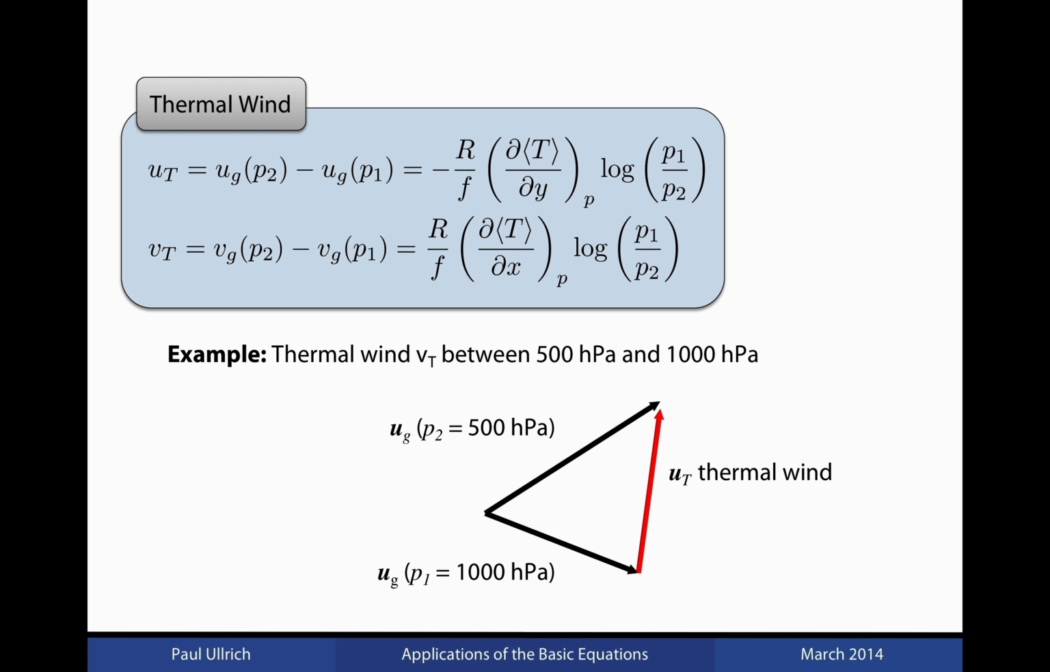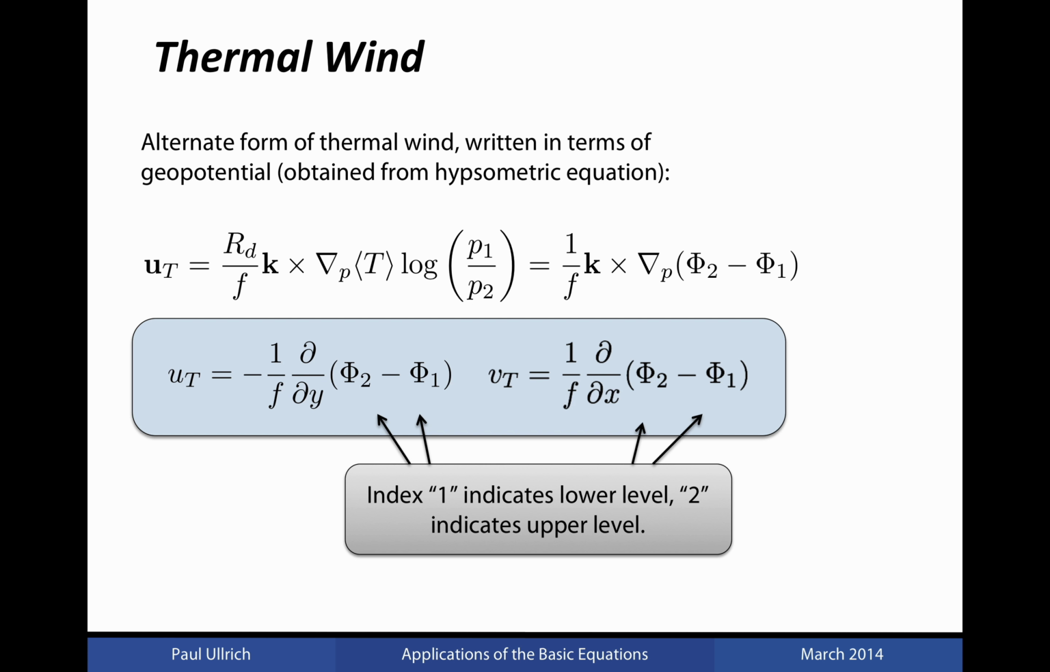Note that an alternate form of the thermal wind can also be obtained in terms of geopotential by using the hypsometric equation in order to rewrite the expression from the previous slide. Here we have that the thermal wind vector, which takes the form Rd over f times k cross the gradient on pressure surfaces of the layer mean temperature times log p1 over p2, can be rewritten as 1 over f k cross the gradient on pressure surfaces of geopotential at an upper level minus geopotential at a lower level.